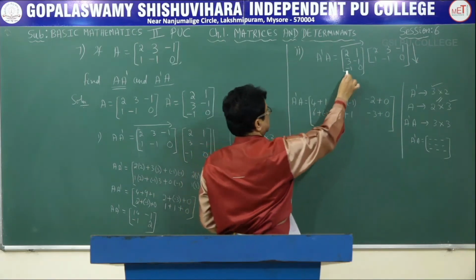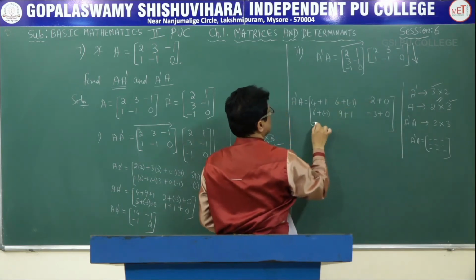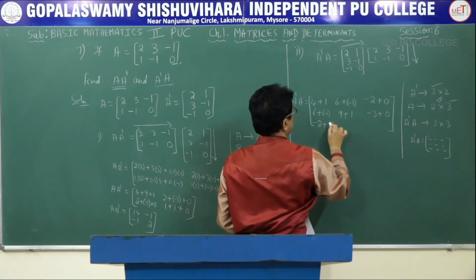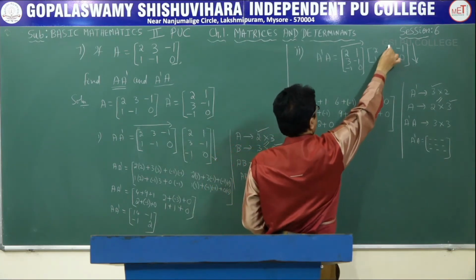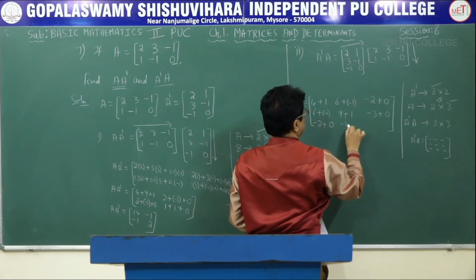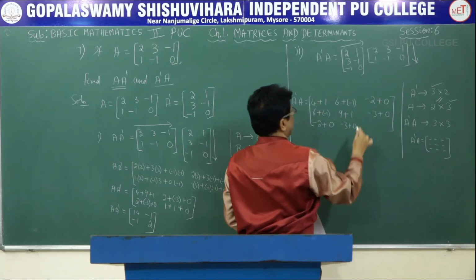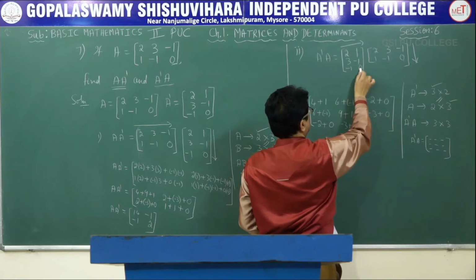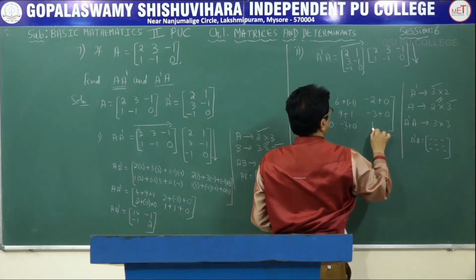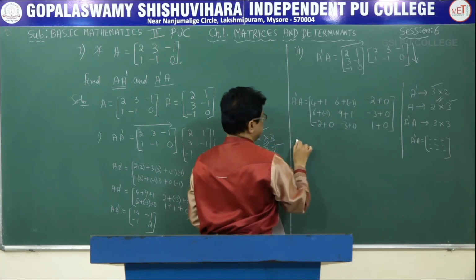Next row is third row into first column: minus 1 into 2, minus 2, plus 0 into 1, 0. So third row into second column: minus 1 into 3, minus 3, plus 0 into minus 1, 0. Next element is the third row into third column: minus 1 into minus 1, 1, plus 0 into 0, 0.